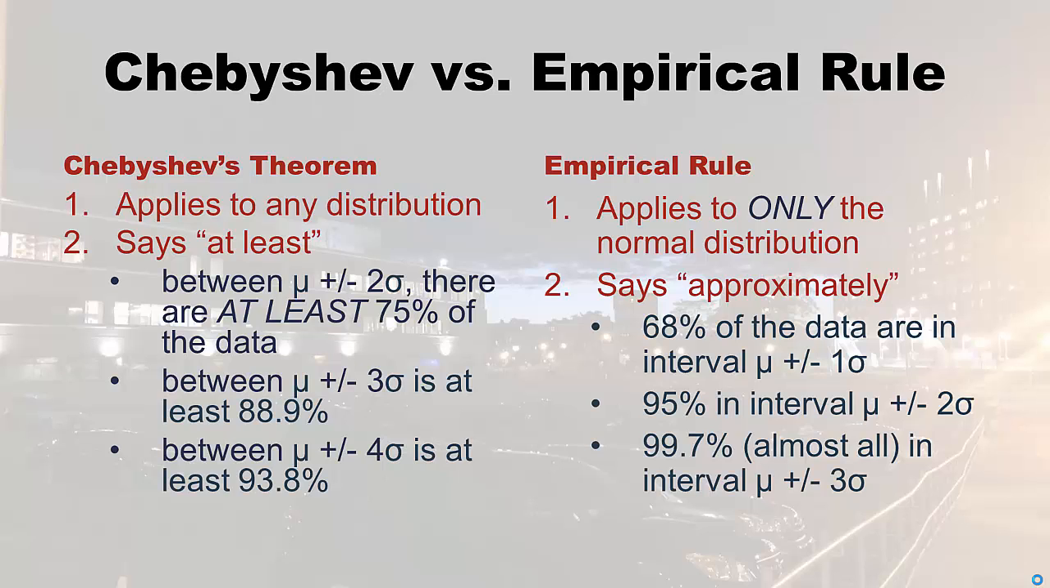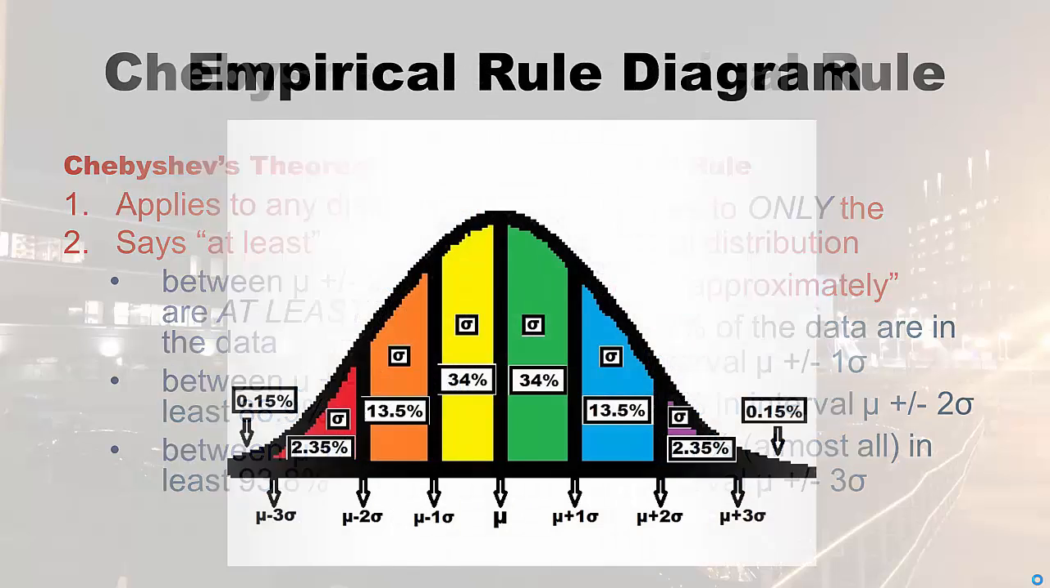Finally, if you get out to 3 standard deviations, you're kind of running out of data because 99.7%, almost all of them, fall in that interval. So as you can see, the empirical rule is going to give you a more specific answer. But again, you can only use it if you have a normal distribution, which we do. So let's go look at that.